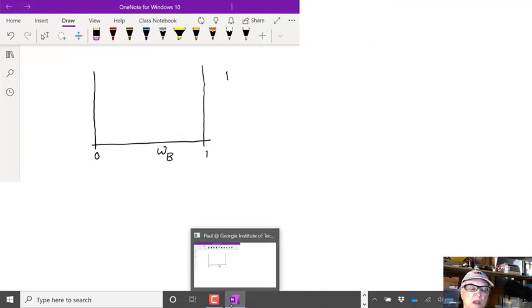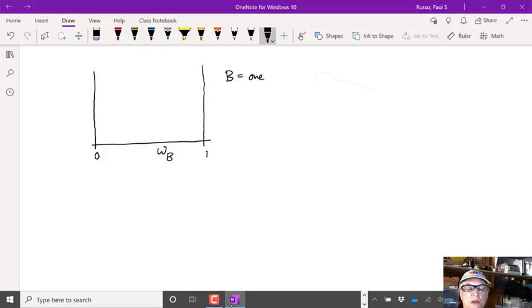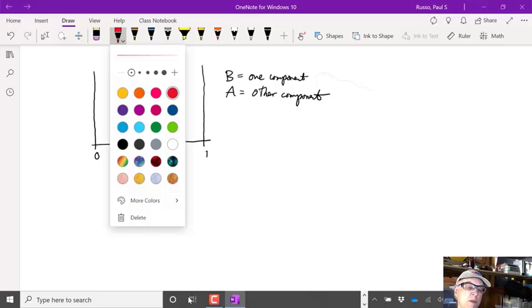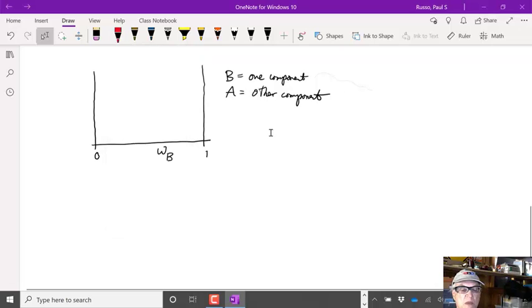B is one component, and A is the other component. And I keep hoping that I can color code these a little bit. Let's see if that works. So let's say B will be red. Okay? And A will be blue.